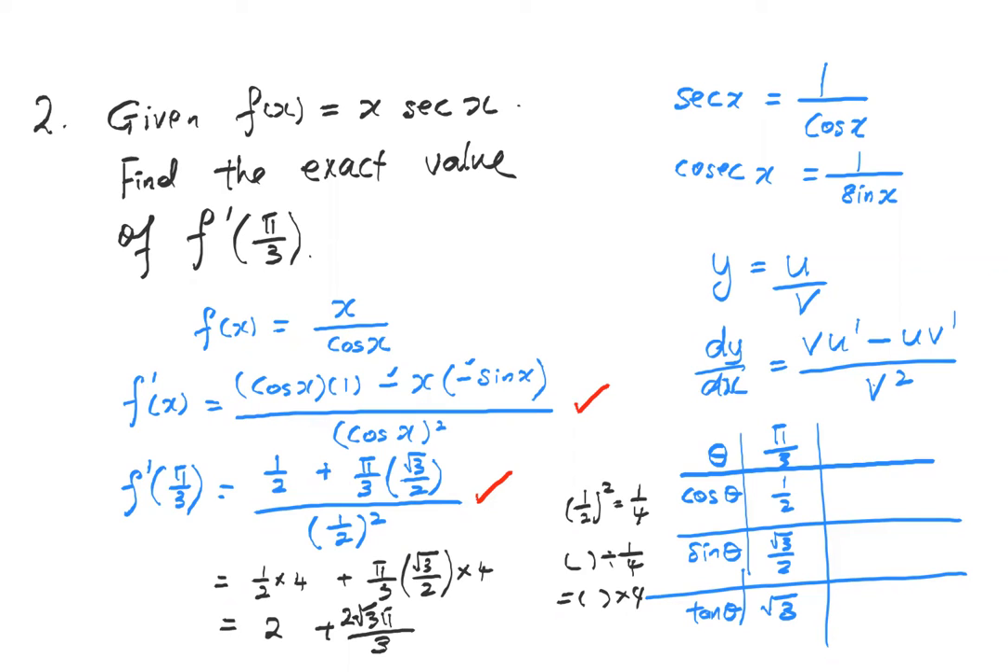If you want to make it a single fraction, you also can. If you don't want to, you leave it there. I accept. If you want to make it a single fraction, this will be 6 plus 2 root 3 pi over 3. Or better still, you factorize out the 2. So that part is not necessary. You can just leave your answer like this. I will give you 1 more mark, because I'm not testing how well you can simplify. Do you get me?